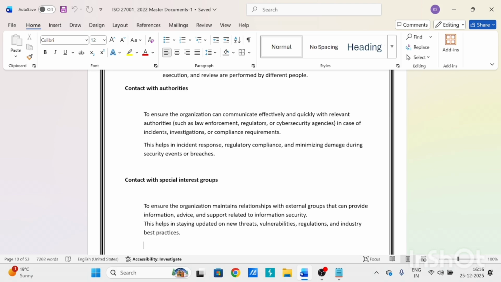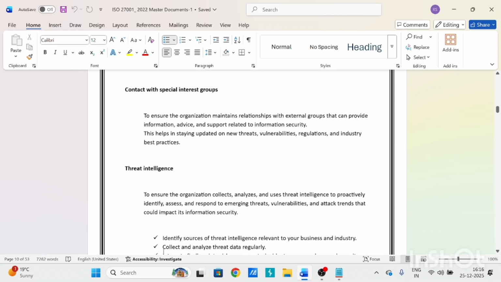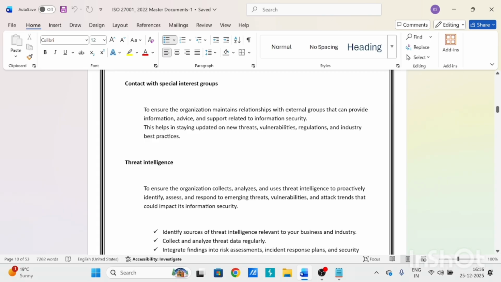Okay, contact with special interest groups. This part and the previous part are actually related. I already explained this, but I'm revising once again. It ensures the organization maintains relationships with external groups that can provide information, advice, and support related to information security. This part also helps in staying updated on new threats, vulnerabilities, regulation, and industry best practices.